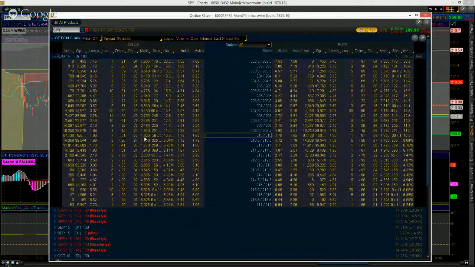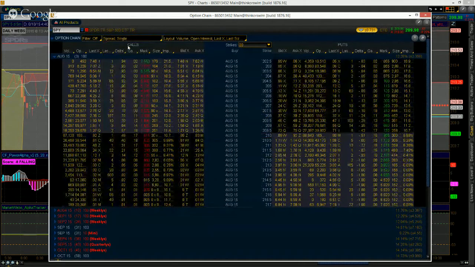So what does that mean? That means that I can subtract that from 210 and add that to 210 to get my targets. So my downside target is going to be 208.18, and my upside target is going to be 211.82. Pretty simple math, right?